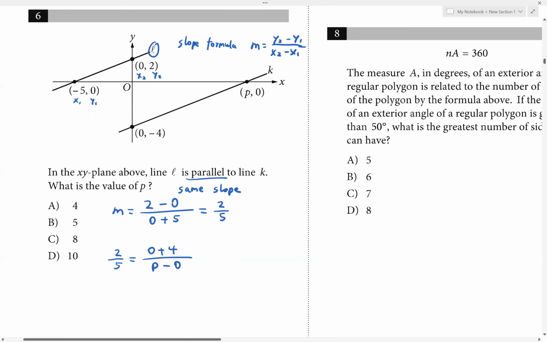Now we have this equation: 2 over 5 equals, on the top, 0 plus 4 is 4. On the bottom, p minus 0 is p. So you get 2 over 5 equals 4 over p. To solve for p, we can cross multiply. We get 2p equals 4 times 5, which is 20. So divide by 2 on both sides, p equals 10. Okay, p equals 10. So that gives us our p value, and that'll be the answer here.